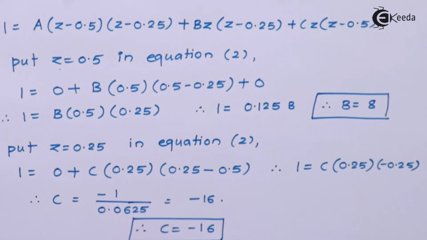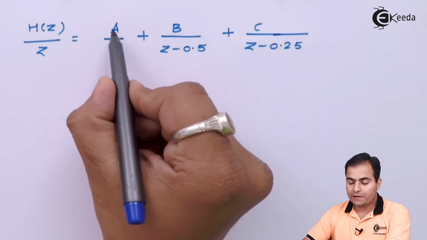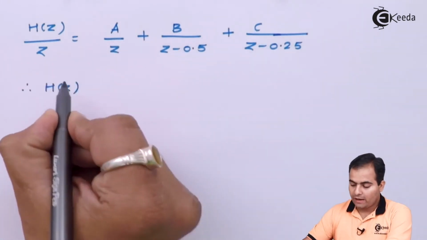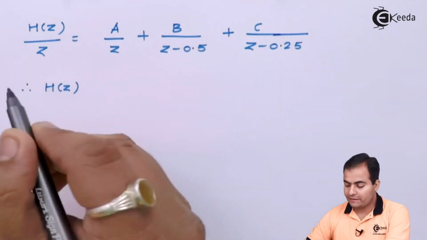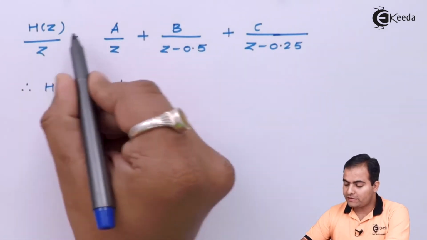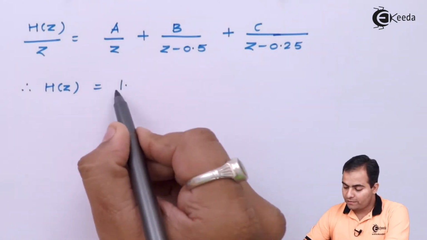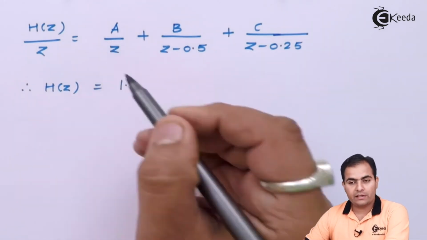Now I will substitute all the values of a, b and c in my equation number 1. Now this was our equation number 1. Now I am going to substitute the values of a, b and c in this equation, as well as shift this z on the right hand side. Now if I shift this, a value was 1. If I shift this z on the right hand side, then this will be multiplied with the a term and z cancels, so we will have only 1, which is the value of a.